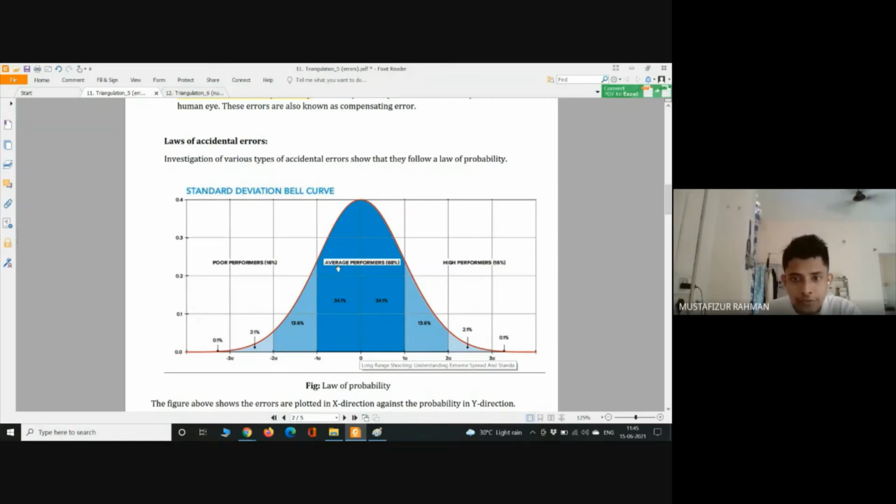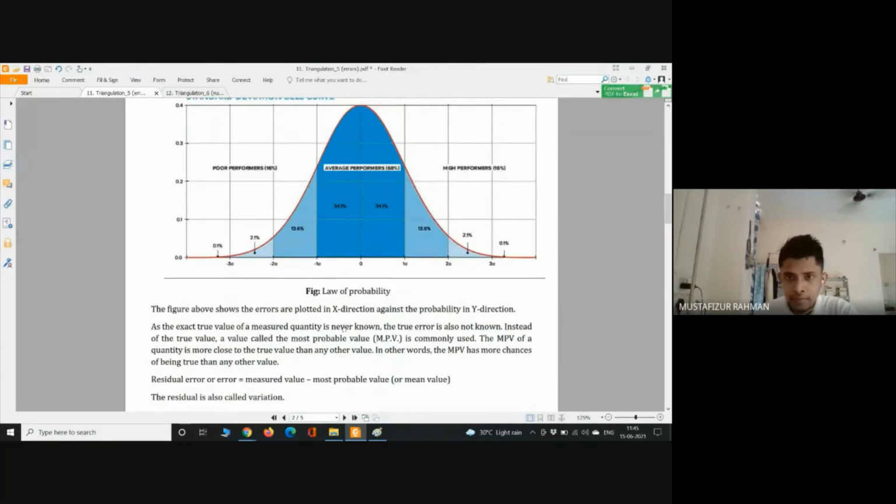So here is the average performer, we're calling it 68%. So here in this dark blue region, 68% of the values or the measurements will lie. That is called one standard deviation. Here it is written minus 1 sigma, here it is written positive 1 sigma. So the concept is that out of all the measurements, if we are measuring 1000 times, 68% of the values will lie within this category. So that is the idea.